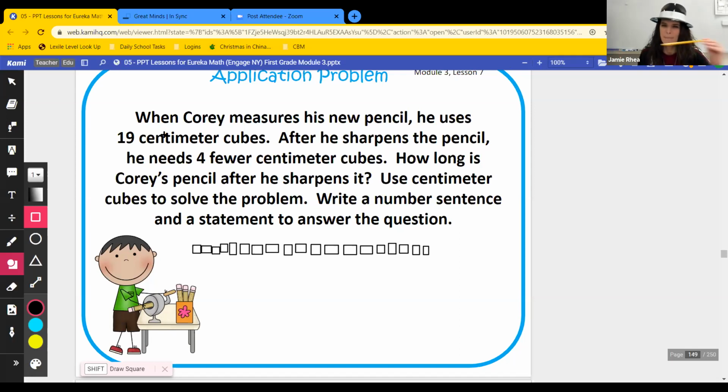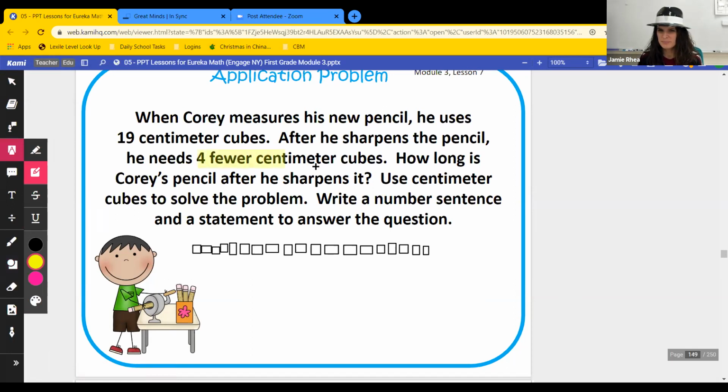So if I'm taking my pencil and I sharpen it, is it going to get shorter or is it going to get longer when I sharpen it? It tends to get shorter. And it says in here, after he sharpens the pencil, he needs 4 fewer centimeter cubes. So if it says fewer, what am I going to do? I'm going to take 4 away.